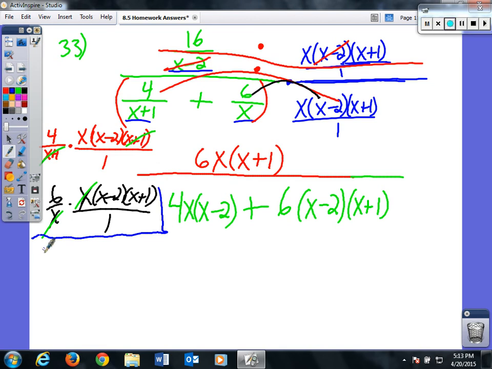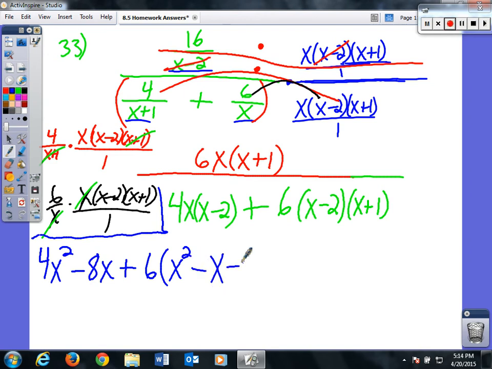So I'm going to start this on the bottom left. In the denominator, 4x times x is going to give 4x squared. 4x times negative 2 is negative 8x, plus, and then I'm going to do 6 times, I'll FOIL out x minus 2 and x plus 1. That'll give x squared, and we'll have 1x minus 2x, so that's negative x minus 2. Then we can distribute, and that'll become 6x squared minus 6x minus 12.